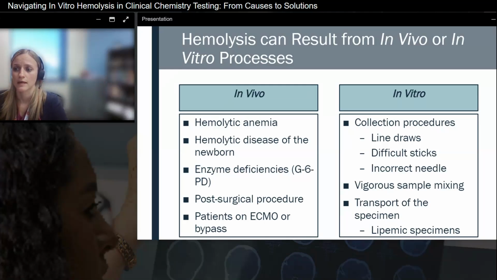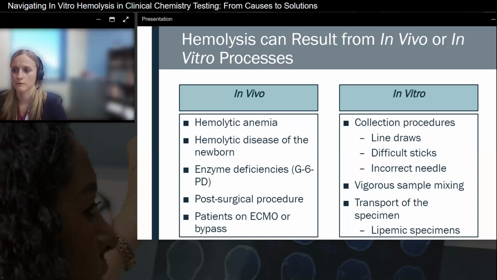in our specimens. It's important to note that in vivo hemolysis occurs in the patient, while in vitro hemolysis, on the other hand, occurs when the specimens are either being drawn or after they've already been drawn. So they do not represent the physiological condition of the patient. In vitro hemolysis is also much more common than in vivo hemolysis and is estimated to account for more than 90% of specimens that are rejected due to hemolysis.